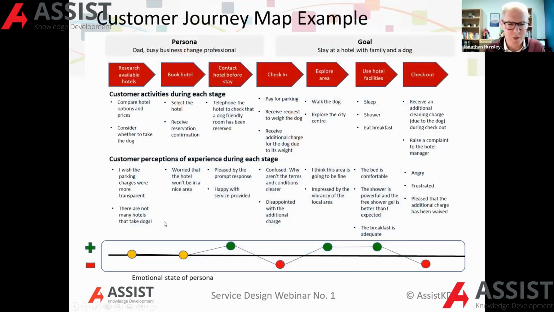So I will now show you an example, which I'd said I was going to do a moment ago. So you can see a persona now of a dad. They're a busy change professional, and they've had their arm twisted to go and stay at a hotel with the family dog. So we've got this example of a persona or user role being a non-human actor in here. So you can see the activities. At the start, they're researching available hotels, they're comparing options and prices, and they're trying to not take the dog, but they're considering whether or not that is a good or a bad idea. They're researching where they can park and finding out that there's not that many hotels that actually allow you to take a dog as a guest.